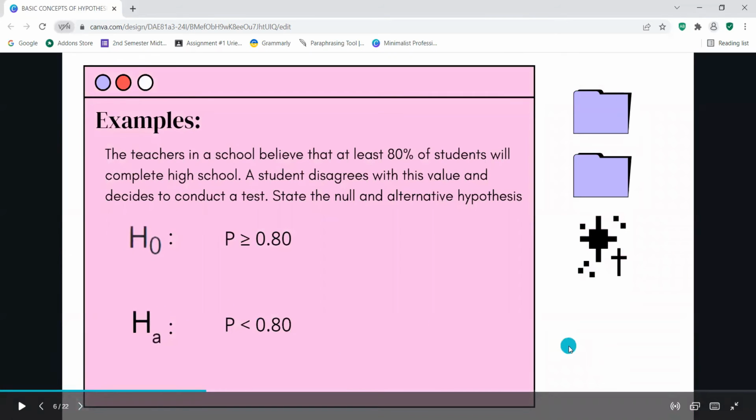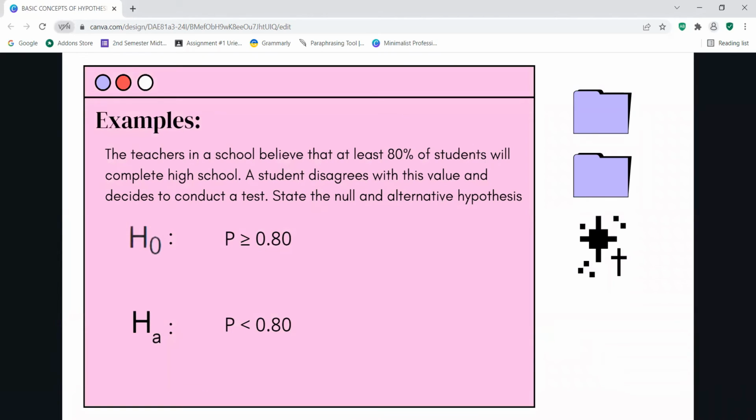For the next example, the teachers in a school believe that at least 80% of students will complete high school. A student disagrees with this value and decides to conduct a test. State the null and alternative hypothesis. For our H sub 0, the teacher believes that 80% of students will complete high school, and because the given mean is in percentage, it will be proportion.